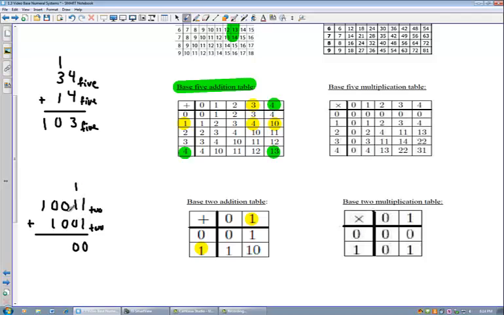So I write down a 0, and I carry the 1. 1 plus 0 is 1, plus 0 is still 1. 0 plus 1 is 1, and then you just get a 1, base 2.